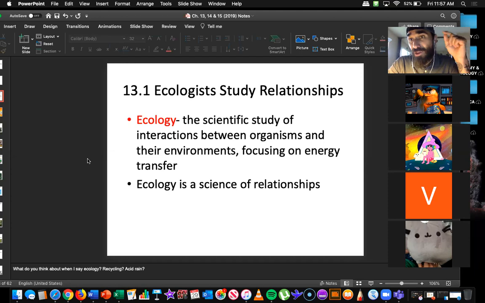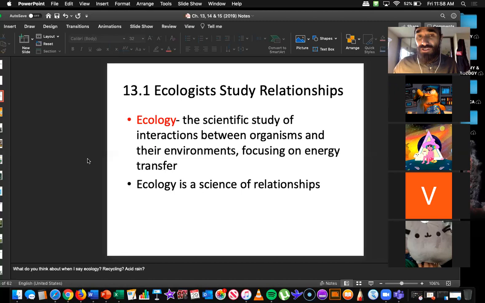So for example, if my Krusty doll lives here in my office, I would want to study, well, what does this Krusty doll sleep on? What does this Krusty doll eat? How often does it eat it? What are its resources? Who is his competition? Who are his mates? Are there parasites that feed off him? That's what ecology is all about.